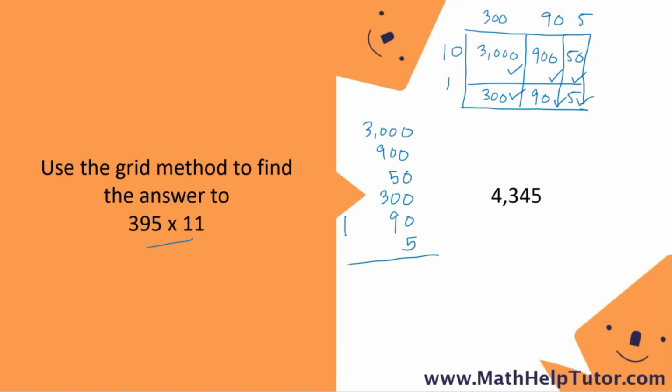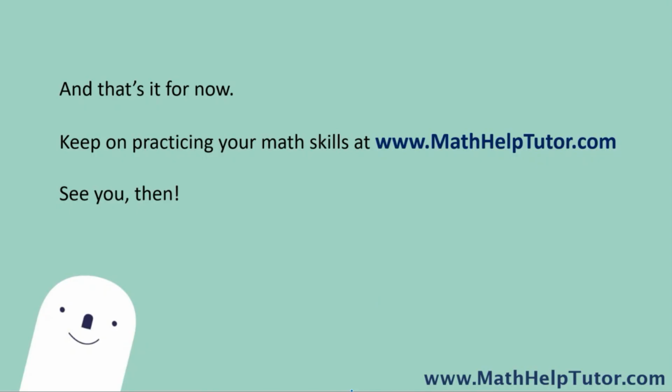And we use the standard algorithm to add all these numbers up. So that's 0, 0, 0, 0, 0 plus 5, that's 5. And then we have 0, 0 plus 5 plus 9, which is 14. And then we have 9 plus 3 plus 1, which is 13. And then we have 3 plus 1 plus 0, which gives us 4. So our answer is 4,345, which is the answer to 395 times 11. And that's it for now.